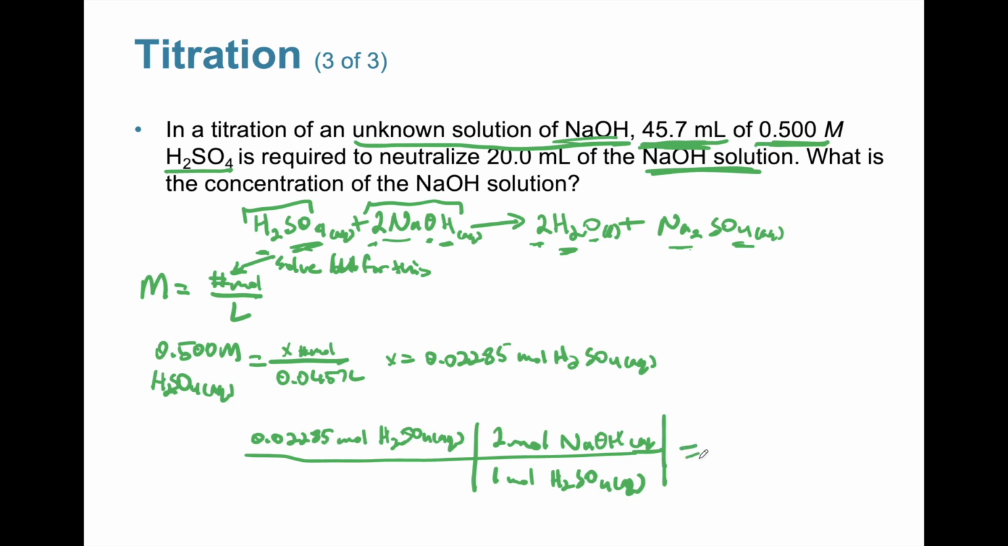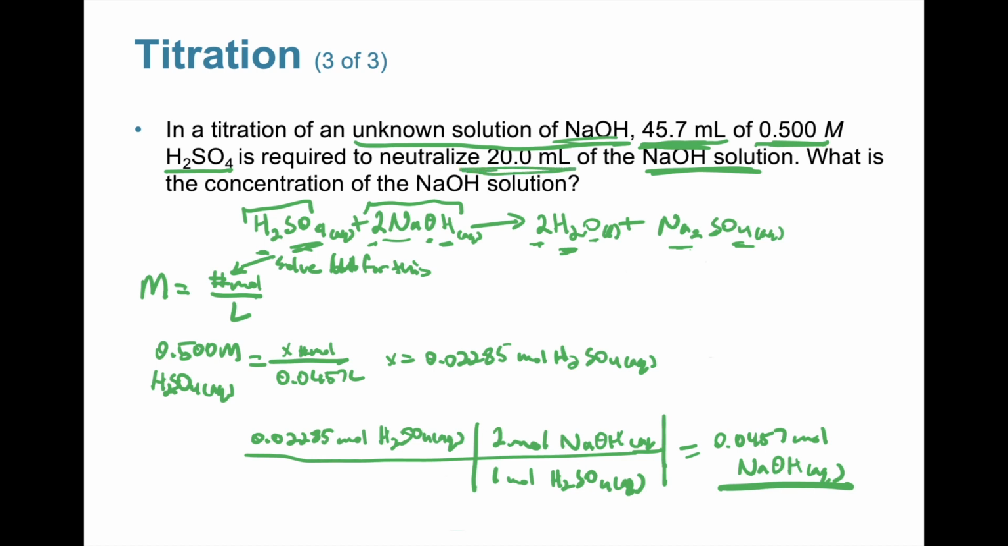Right? And when we solve that, because we're just looking for a number of moles of sodium hydroxide, we get 0.0457 moles of NaOH, AQ. That's great. Now we have a number of moles of sodium hydroxide, right? And remember, the equivalence point is when there's the same number of moles of sodium hydroxide as there is of sulfuric acid, right? So all you have to do now is use this with a volume of sodium hydroxide and figure out what the concentration is, and that solves the problem.